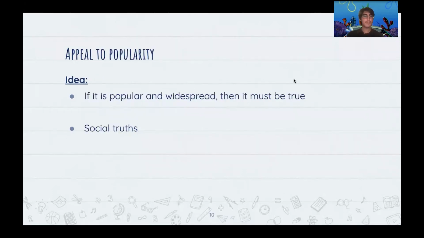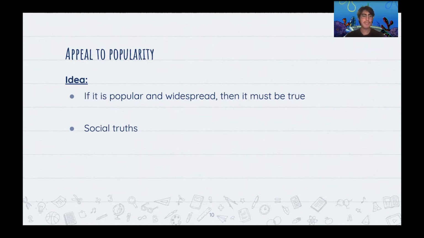So the next fallacy I want to talk about is the appeal to popularity. This is one of the fallacies that I think are most prevalent online, especially with the use of social media. The idea behind this fallacy is that if something is popular and widespread, then it must be true or it must be good.